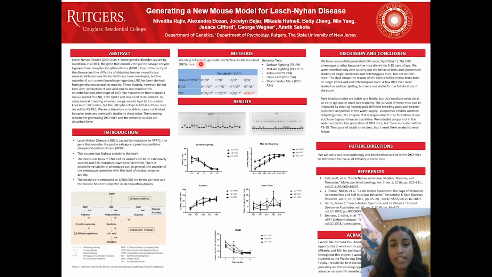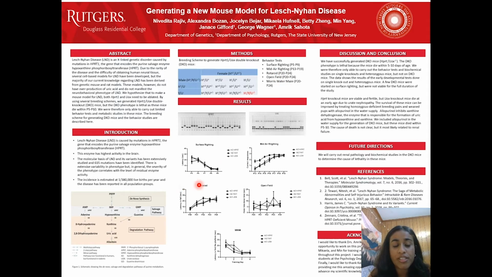This was done using our breeding scheme through which we generated double knockouts, as well as single knockouts for both Hprt and urate oxidase, and heterozygous mice. The heterozygotes and the single knockouts were used as controls for the behavior tests that were conducted. These behavior tests are surface righting, mid-air righting, Rotarod, open field, and Morris water maze.